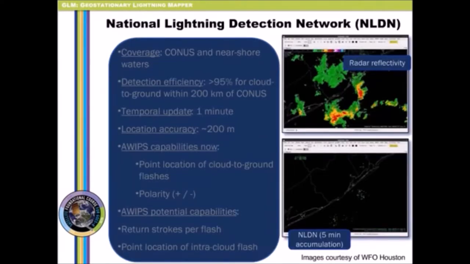The National Lightning Detection Network is likely the most well-known, covering the continental United States and the nearshore waters with greater than 95% detection efficiency of cloud-to-ground flashes within 200 kilometers of CONUS. The NLDN updates every minute and has an average location accuracy of approximately 200 meters. Within AWIPS, the NLDN shows the point locations of cloud-to-ground flashes, which can also be selected as a density product, and whether or not the cloud-to-ground flash was positively or negatively charged.